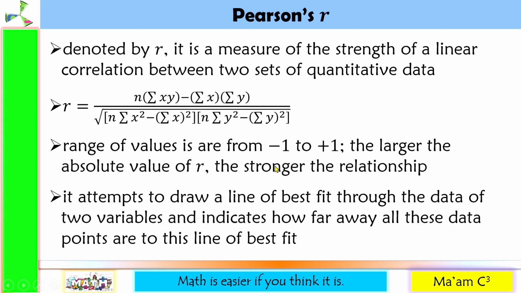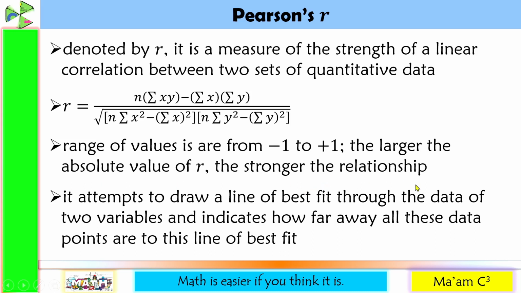It is denoted by R. It is a measure of the strength of a linear correlation between two sets of quantitative data. Here is the formula. I'm going to discuss this in detail later. The range of values for R is from -1 to +1. The larger the absolute value of R, the stronger the relationship.